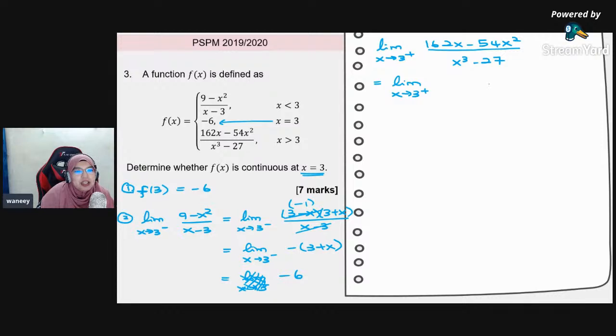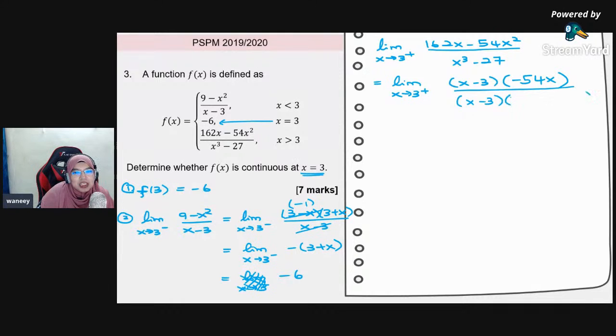So yang ini kita akan factorize untuk dapatkan X tolak 3. So dekat dalam ni kita akan tinggal, kalau yang ini keluarkan 54 pun tak apa. So dapat negatif 54X. So X kalikan dengan negatif 54X akan dapat negatif 54X square. Negatif 3 darabkan dengan negatif 54X dapatlah 162X over. Okay, bahagian bawah ni kita tahu salah satu tu mesti X tolak 3. Sebab bila kita ganti kita akan dapat kosong.